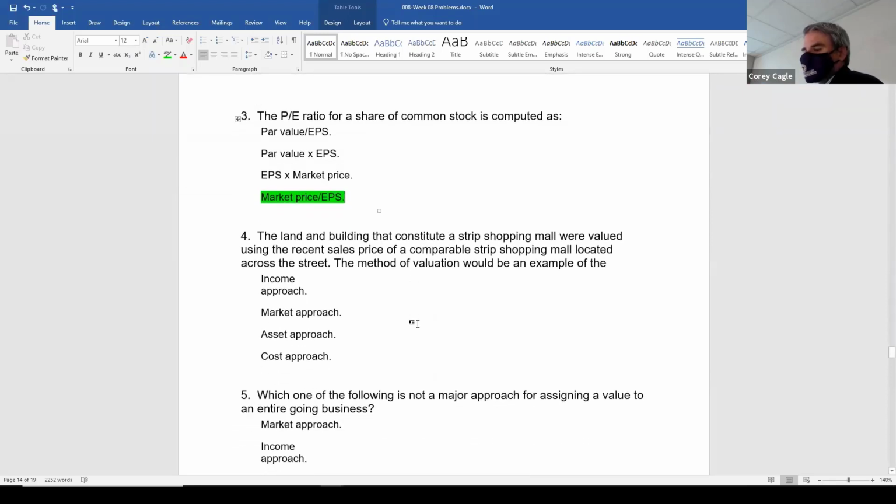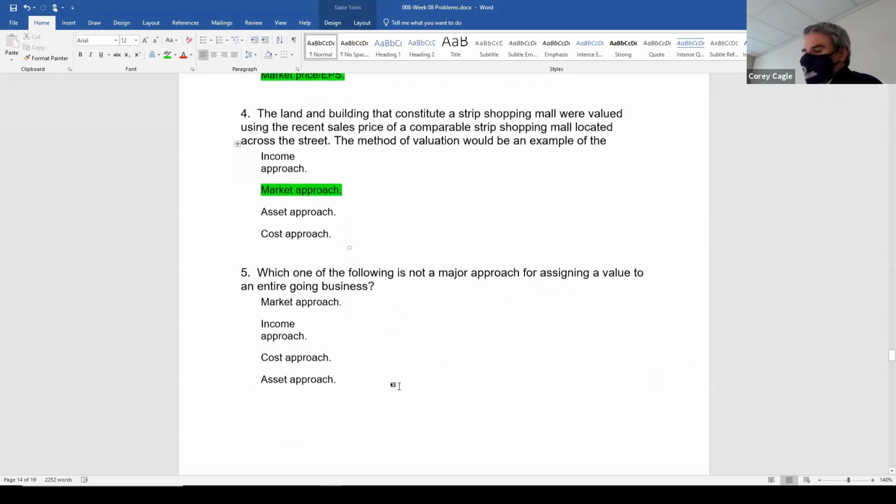Number 4, land and building that constitute a strip shopping mall were valued using the recent sales price of a comparable strip shopping mall located across the street. This method of valuation would be an example of the market approach. They are valuing it based on things they observed in the market.